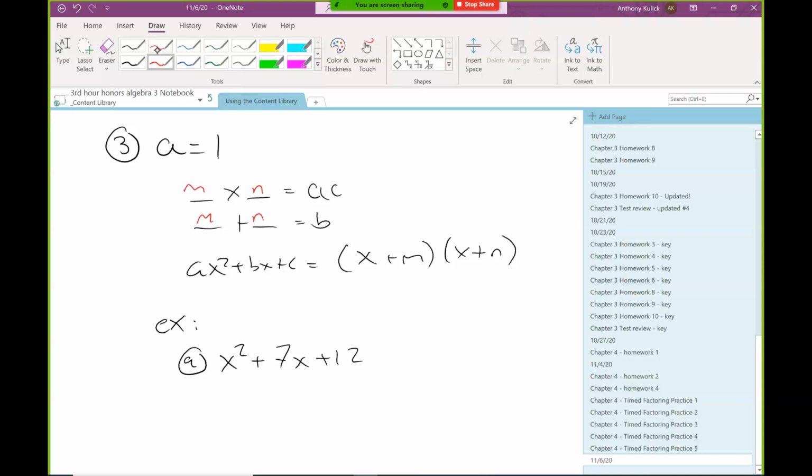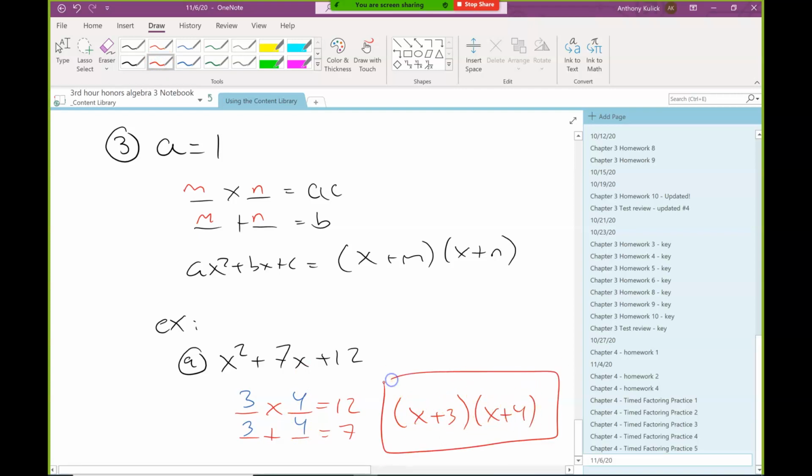So let's say we have x squared plus 7x plus 12. We're eligible to use the shortcut on this one because notice the leading coefficient is 1, right? We have 1x squared. So all we need to do is find the two numbers that multiply to give us 12 and add to give us 7. Those two numbers are, anybody? 3 and 4, thank you. So that tells me my answer is x plus 3 times x plus 4. Done. No grouping necessary.